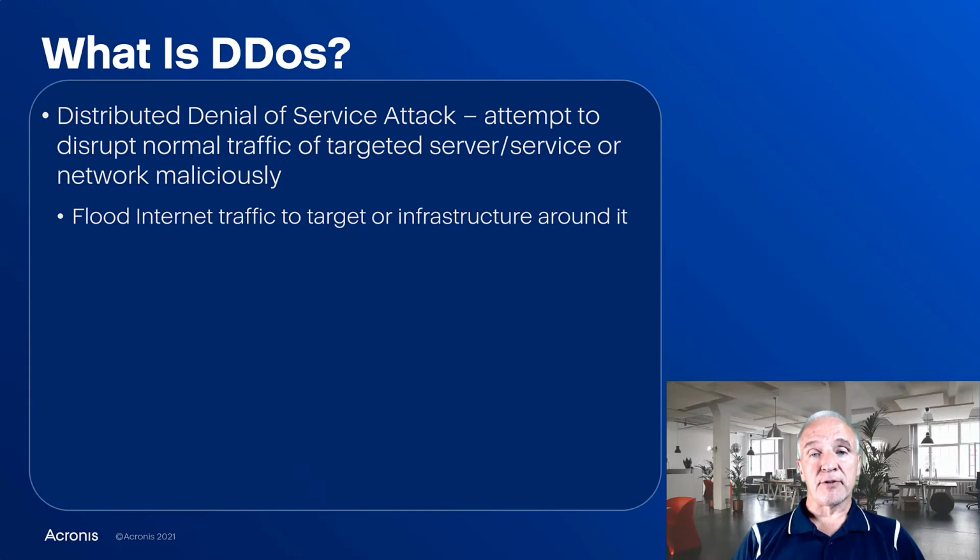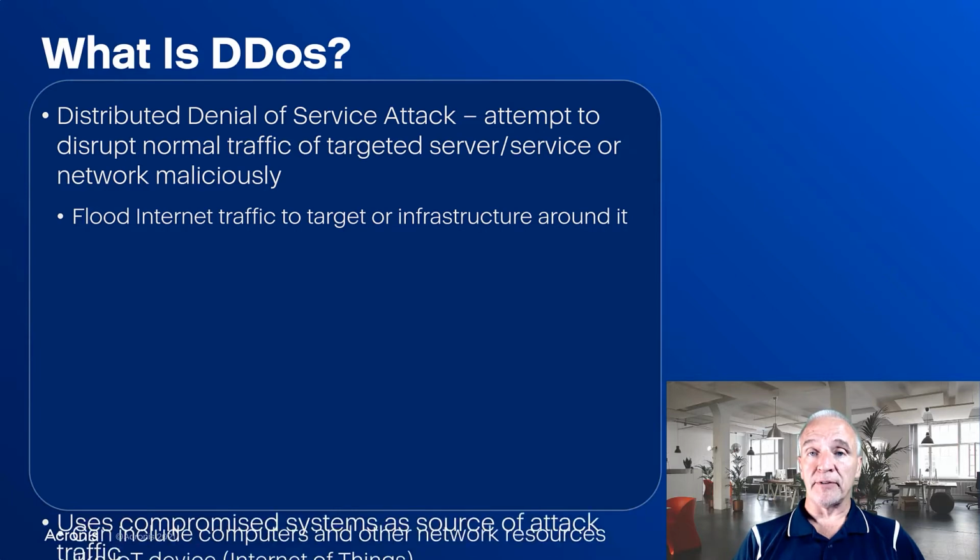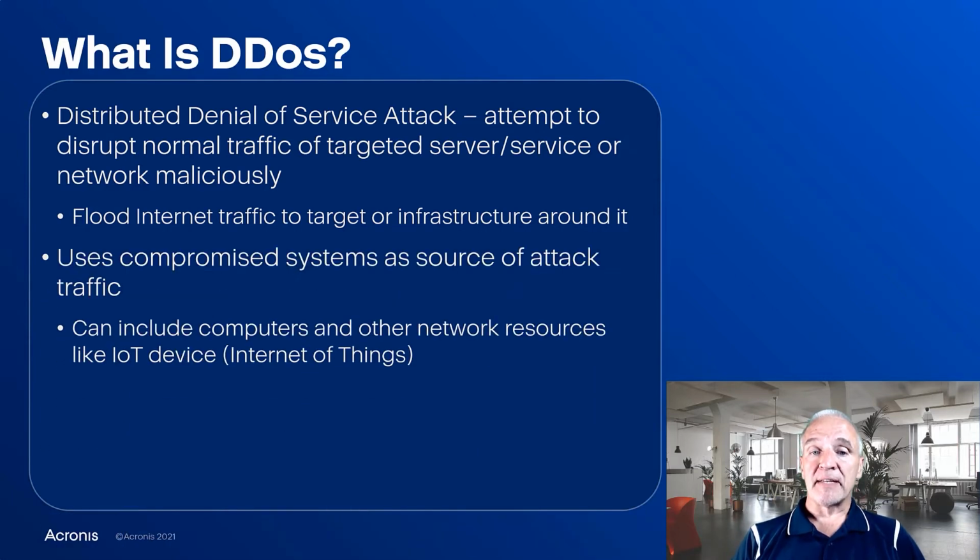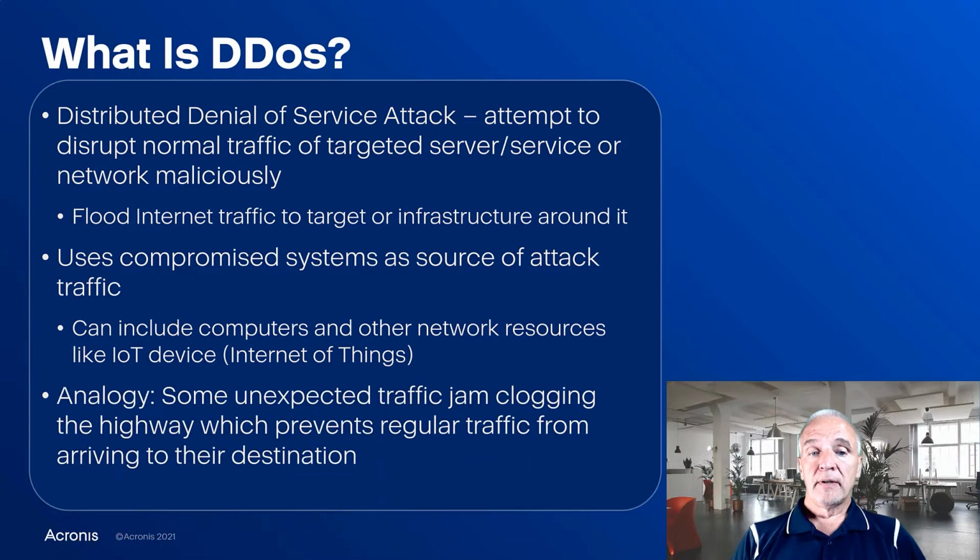So a distributed denial of service attack is an attempt to disrupt normal traffic or targeted server services or networks maliciously, flooding internet traffic to a target or infrastructure around it. It's used to compromise systems as a source of attack traffic, and this includes computers or other network resources like IoT, or Internet of Things. The analogy I like to use is, think of some unexpected traffic jam clogging the highway, which prevents regular traffic from arriving at its destination.